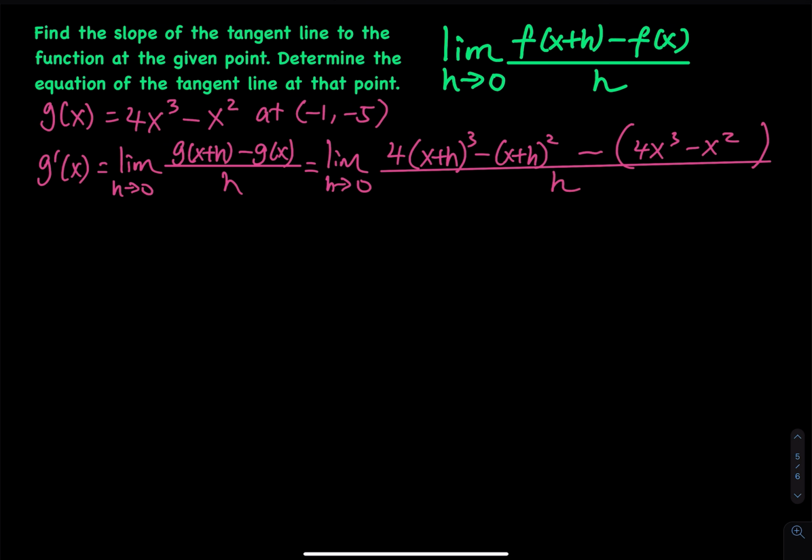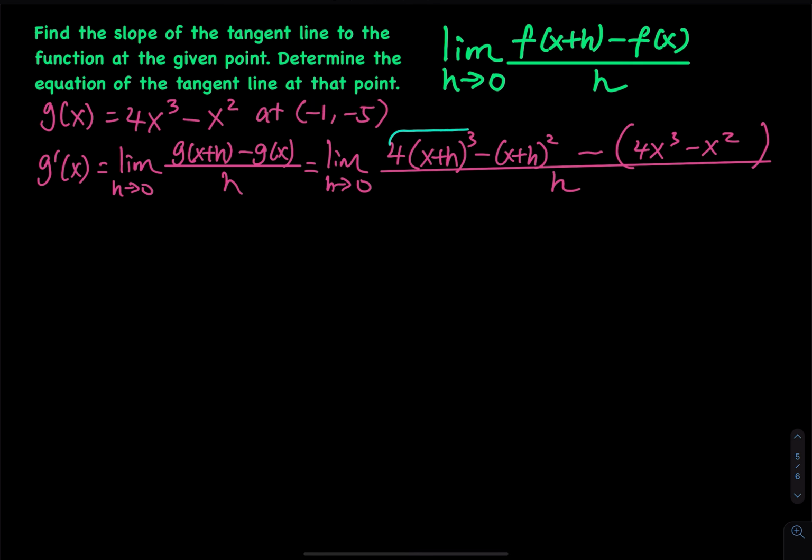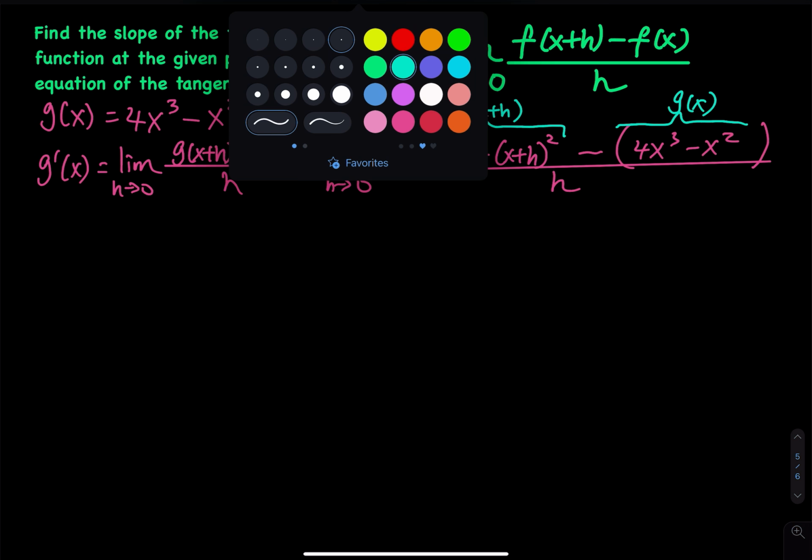And then before we move on, let me specify that this is g of x plus h, and this piece is g of x. All right, so in this problem we have (x plus h) to the third power. The way I expand a third power is using Pascal's triangle.